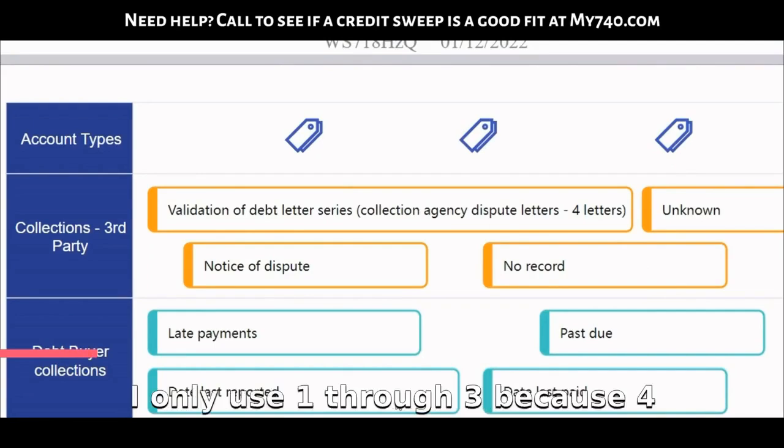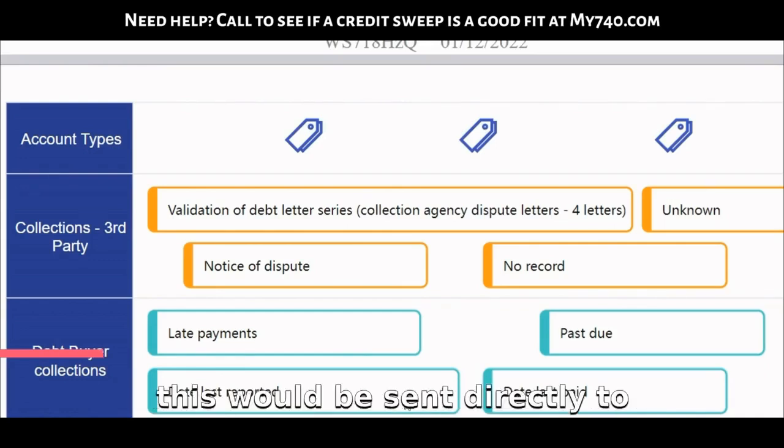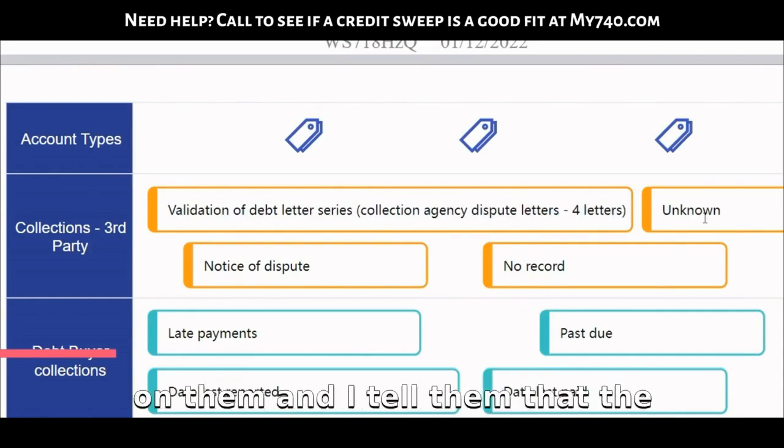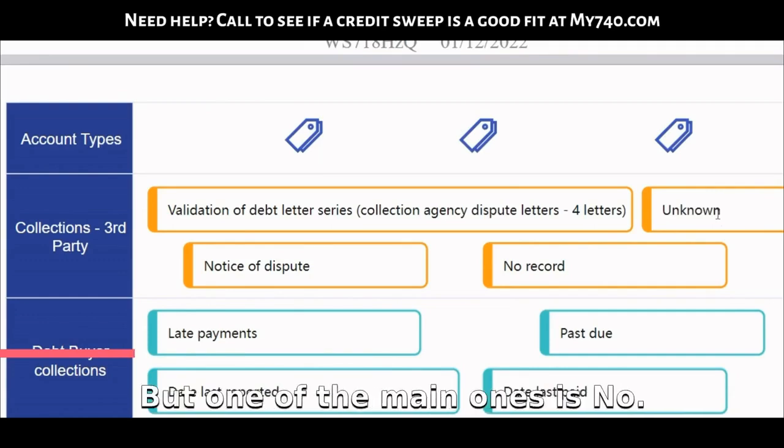I only use 1 through 3 because 4 is where you actually sue them, and my clients don't have to do that. This would be sent directly to the collection agency. Also, put the burden of proof on them, and I tell them the account is unknown. Obviously, if I'm disputing hundreds of medical, I'm going to find other reasons that I can use specifically to dispute them, but one of the main ones is unknown.